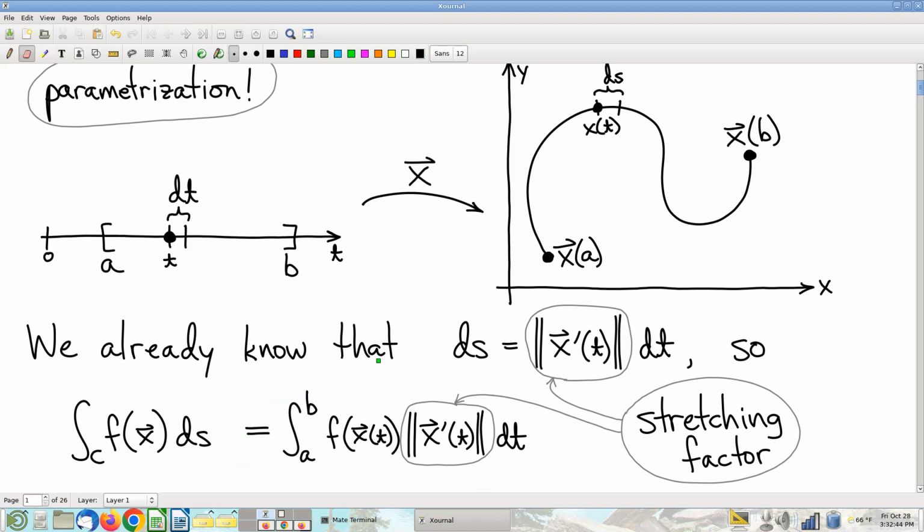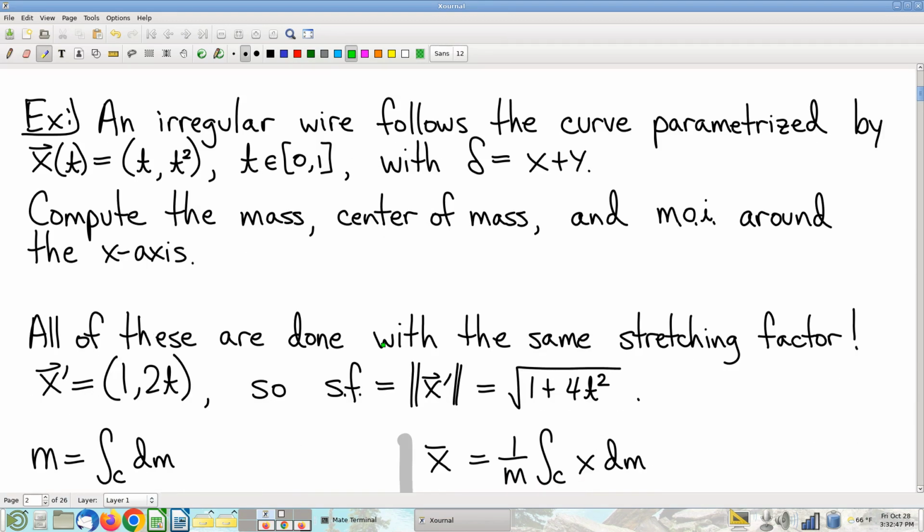Let's do one. Okay, so I'm going to do 4 examples, all at the same time, because they have so much in common. And I think it's interesting to do them together to emphasize how much they have in common. But first of all, let's talk about the setup. Suppose we have an irregular wire. So, the wire has more mass per unit length in some places and less in other places for whatever weird reason. Right? Okay. It is following a curve described by this right here, which you'll recognize as a parameterization.